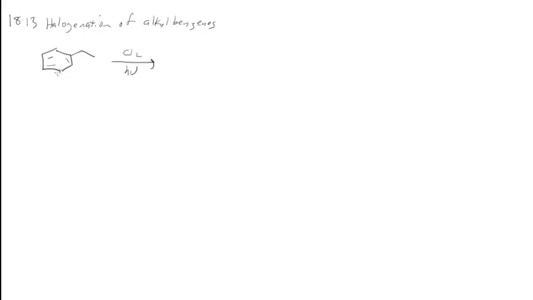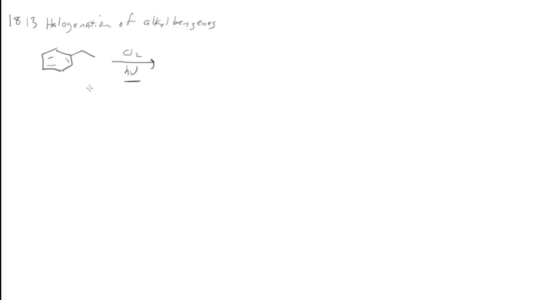So if I take ethylbenzene, treat it with Cl2 and H nu. Hopefully we remember from a couple of chapters ago what it means anytime you see H nu. That means light energy. Remember that E equals H nu, that's the energy of a photon of light. It usually implies that there's a radical initiator.